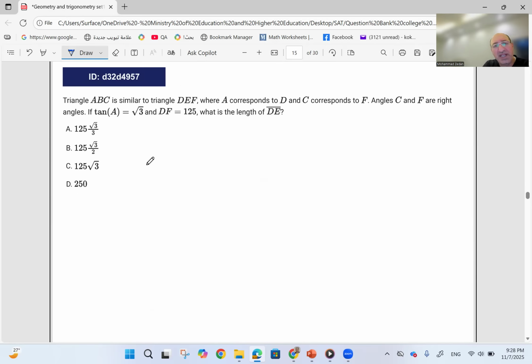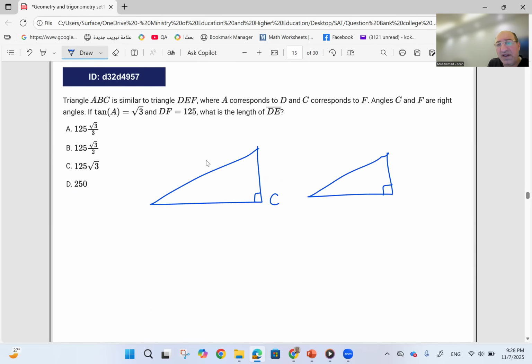Triangle ABC is similar to triangle DEF where A corresponds to D and C corresponds to F. Angles C and F are right. Very similar to the question we just did. Just draw the two triangles and make them similar by naming C and F as right angles, continue writing ABC like this and DEF. A corresponds to D, so A and D are congruent, corresponding angles. C corresponds to F, and C and F are right.